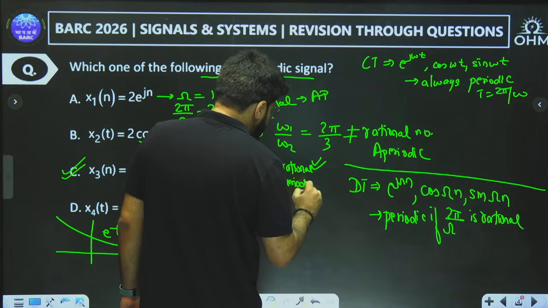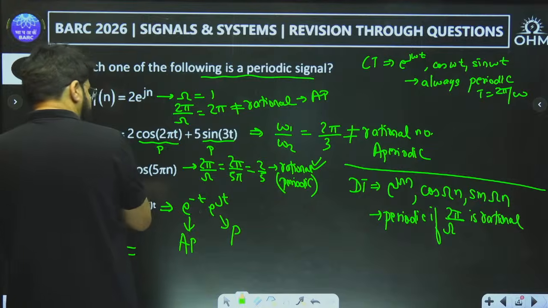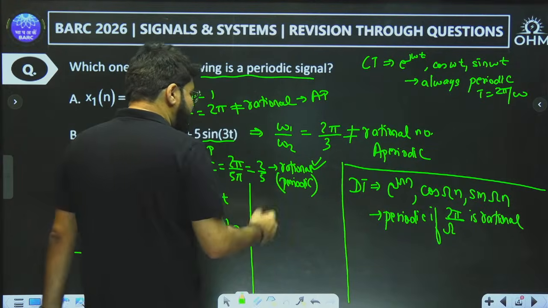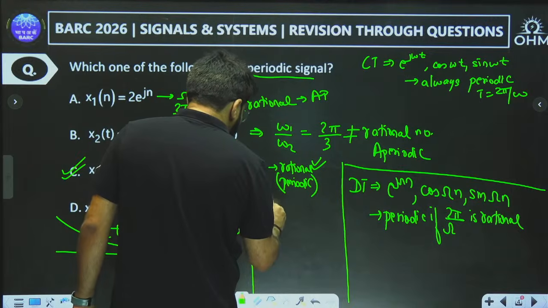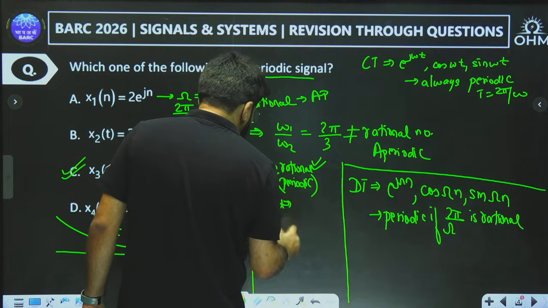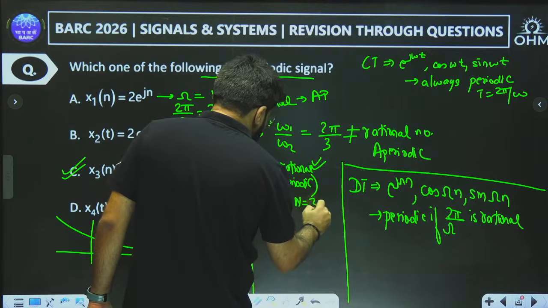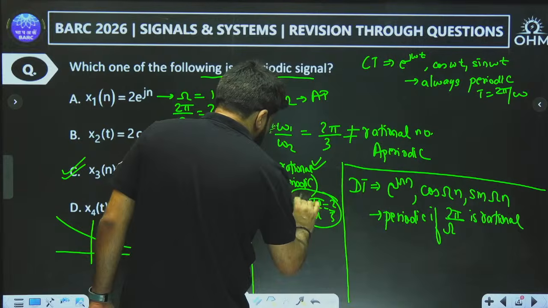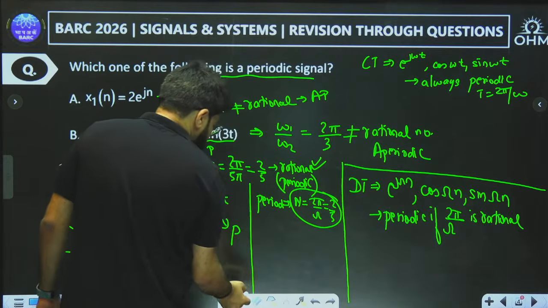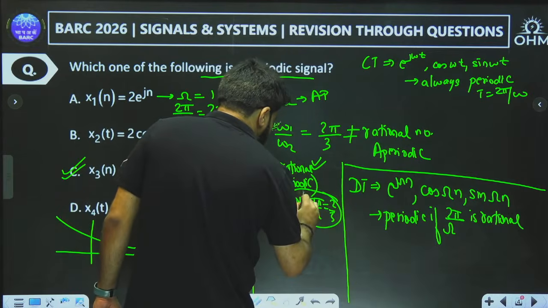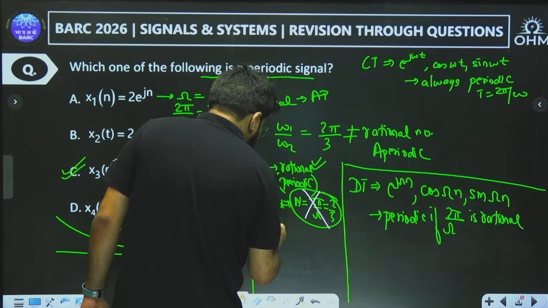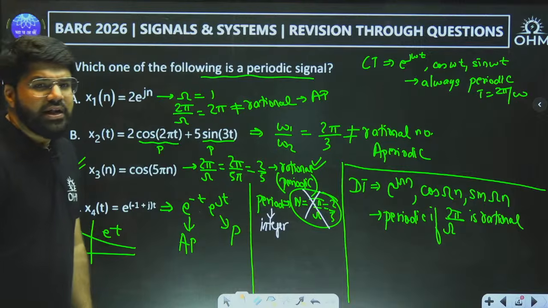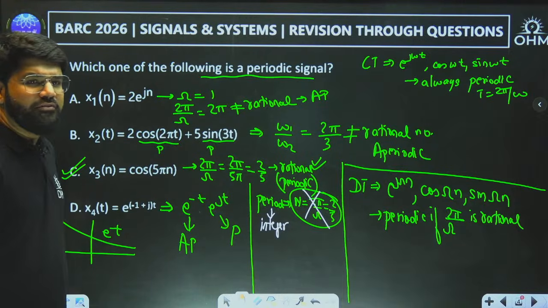So which of the options is periodic? Option number C. If I asked you the period, this is periodic, but what period? One more concept I'll add here. Is the period equal to 2 pi by omega, which is 2 by 5? No, because in discrete domain the period has to be an integer. It cannot be 2 by 5. 2 by 5 is not an integer.